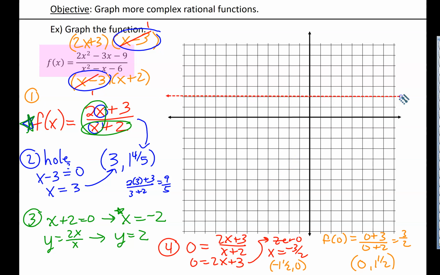Oh, I probably should have gone down. I wonder, am I going to be okay? Yeah, I'll be all right. Should have gone down there instead of up. And then x equals negative 2. That's going to be here. That's not very good.